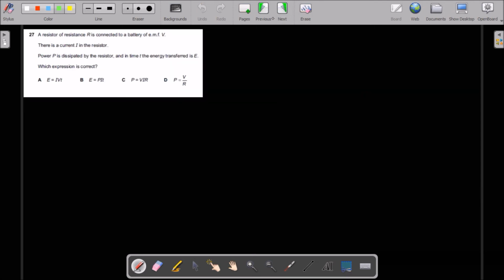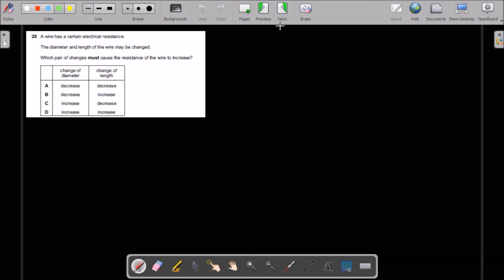Question 27. A resistor of resistance R is connected to a battery of EMF V. There is a current I in the resistor. Power P is dissipated by the resistor, and in time t, the energy transferred is E. Which expression is correct? Okay. We know that energy is power times time. What is power? Power is I times V. If you substitute P in this equation, you will get IVt, so A will be right. So for question 27, A is right.